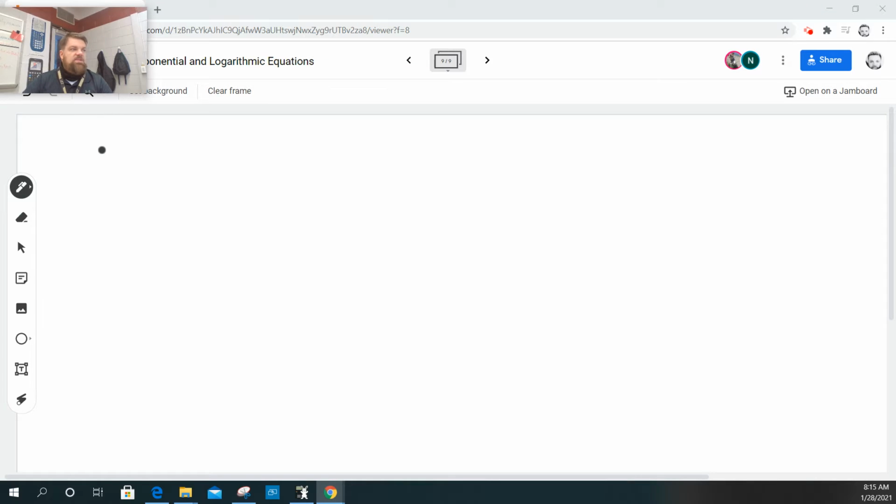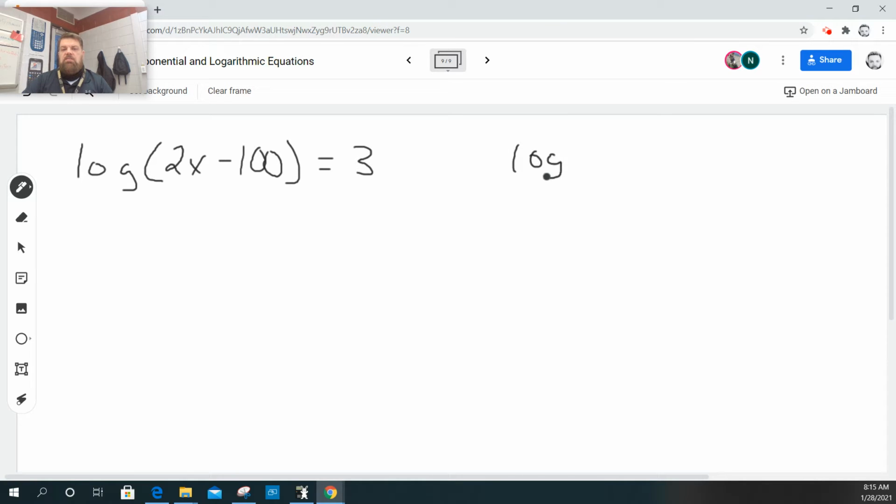This might be the last one today. So I'm going to do log of, and remember, if I don't write the base down, it's 10. So this is technically log base 10 of 2x minus 100 equals 3. So when I say log something of x, that's the same as log, it's called the common log, log base 10 of x.